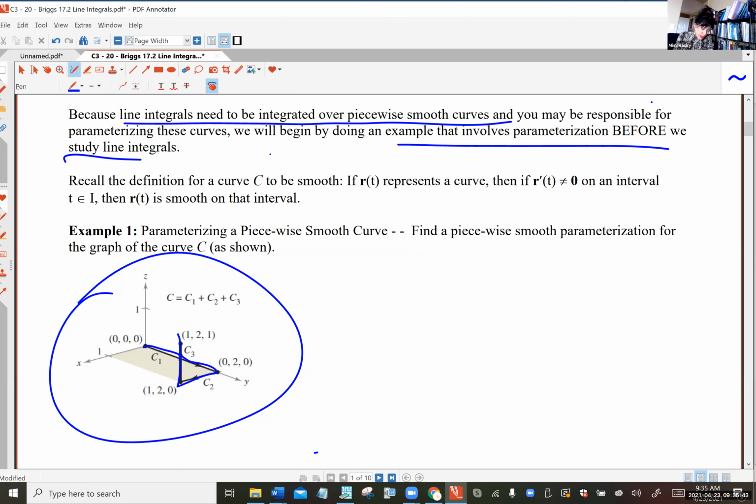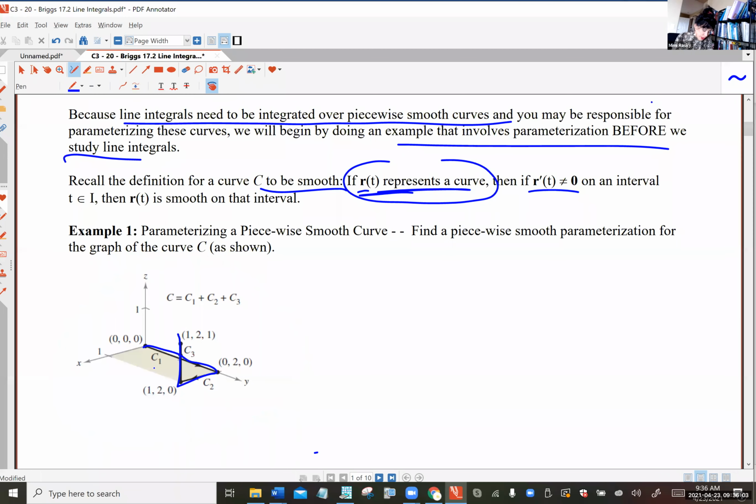Okay. So remember, a curve is smooth if you've got your r of t, your vector valued function representing a curve, and the derivative is not the zero vector, because the minute you've got a zero vector for your derivative, that's where you've got a sharp corner or a cusp or something. All right, so let's parameterize.